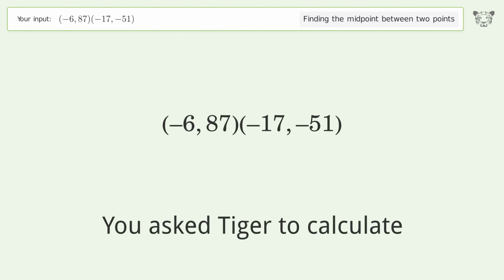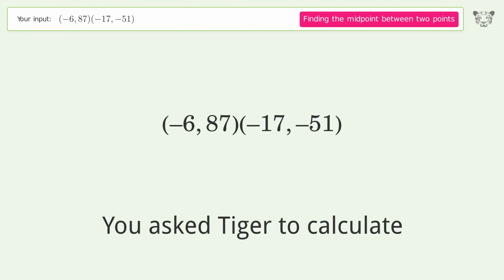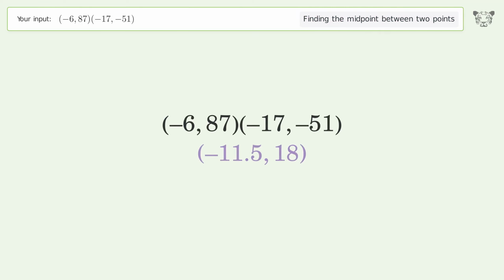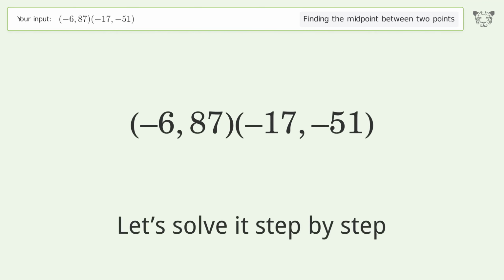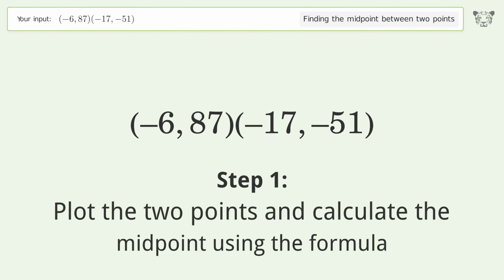You ask Tiger to calculate. This deals with finding the midpoint between 2 points. The midpoint between the 2 points is negative 11.5, 18. Let's solve it step by step. Plot the 2 points and calculate the midpoint using the formula.